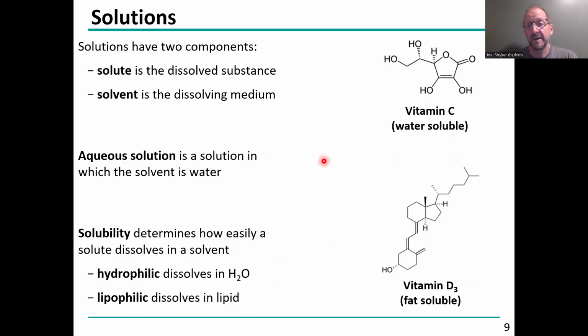This is important in different ways. For example, some of our vitamins are either water soluble or fat soluble. So things like vitamin C is a water soluble vitamin. Things like vitamin D is fat soluble. This can be important for your own health.